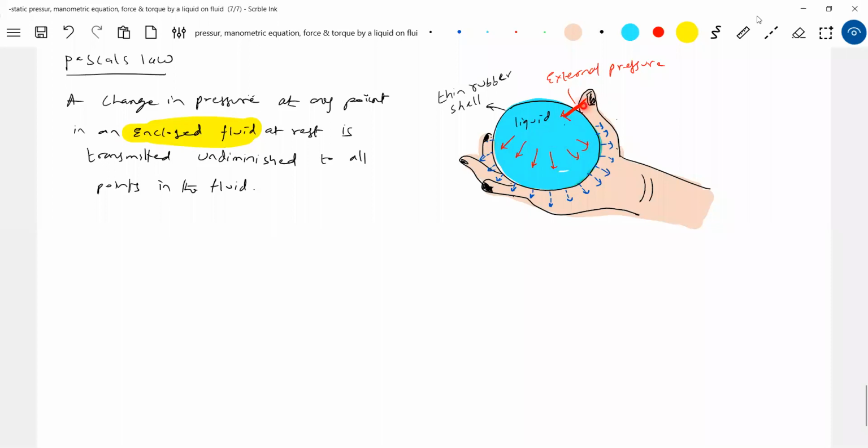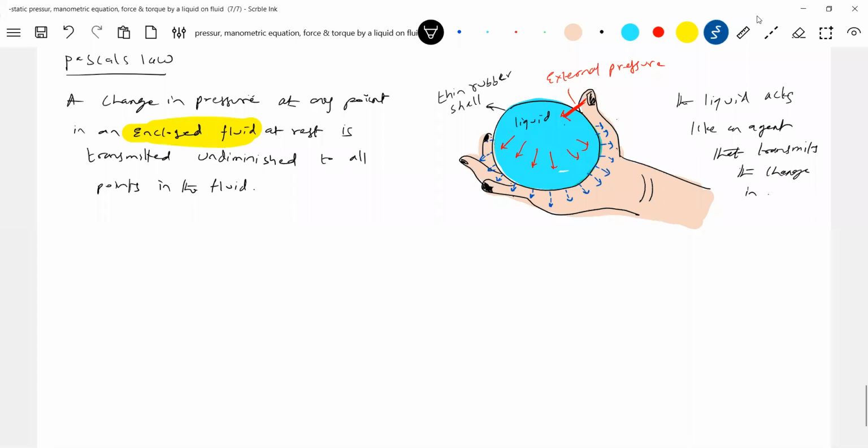If I slightly change the pressure here, it will change here also. So whatever changes I make, that will be transmitted. The liquid will transmit it. So what is the liquid here? The liquid will act like a transmitter, an agent that transmits the change in pressure. So that's what I'm bothered about now: the engineering application.